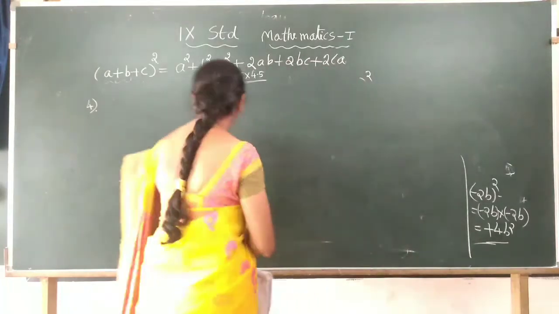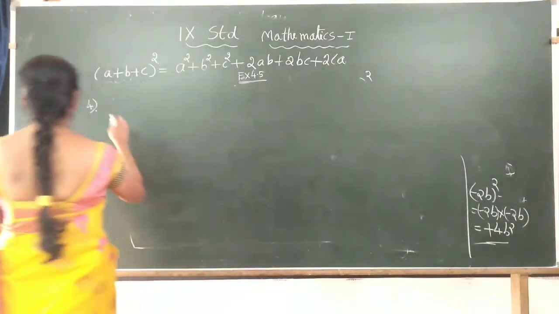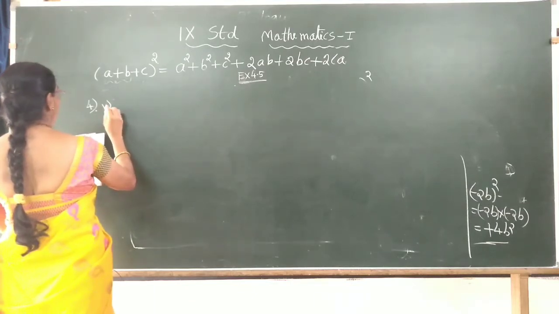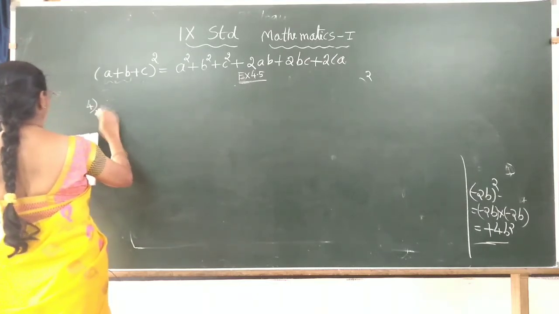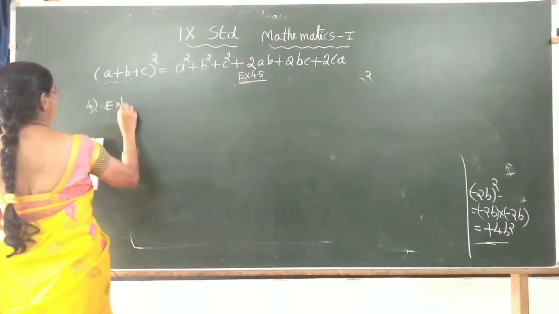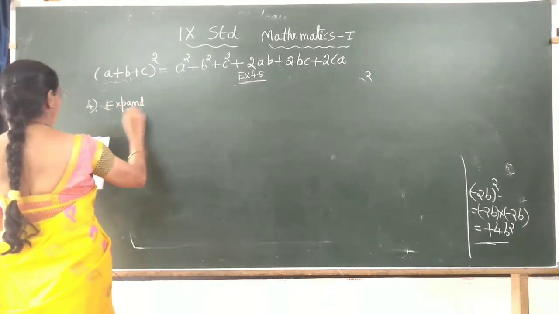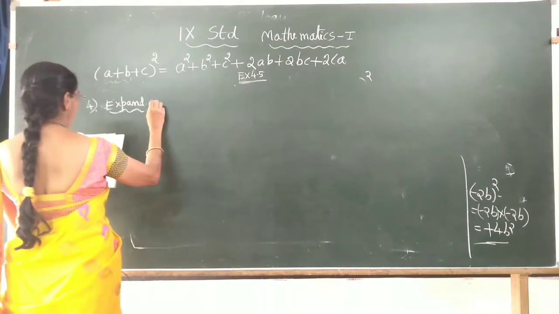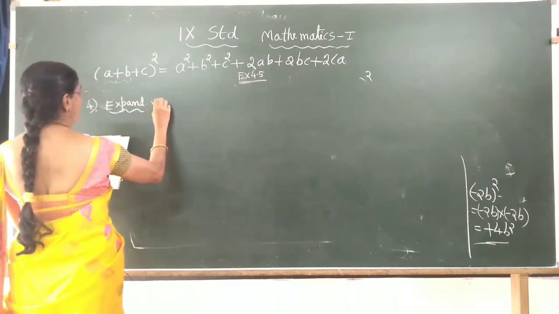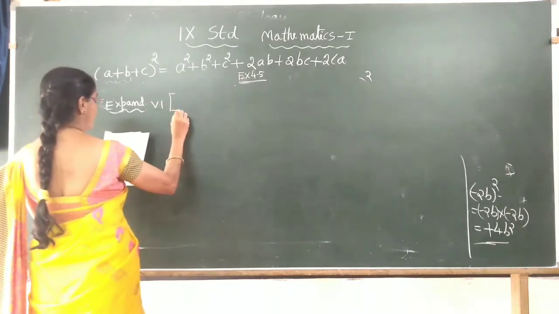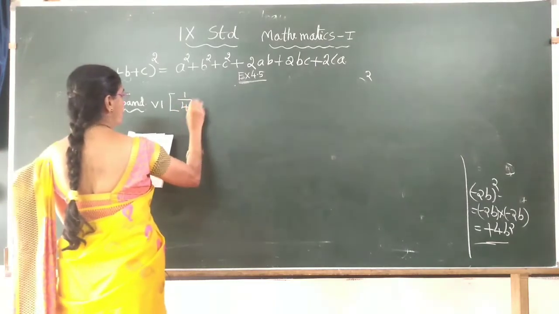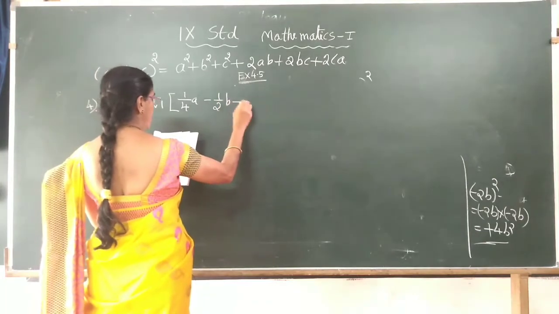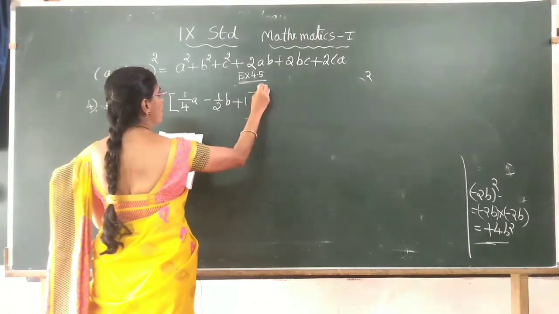Okay. 5th problem, expand. The fourth main is expand. Okay. In that one, the 5th one. Sorry, the 6th one. 1 by 4 A minus 1 by 2 B plus 1, it's a whole square.